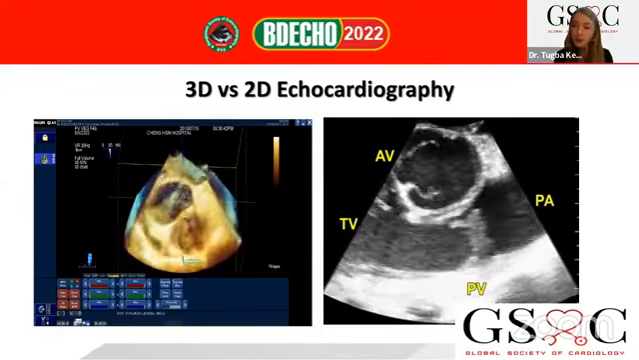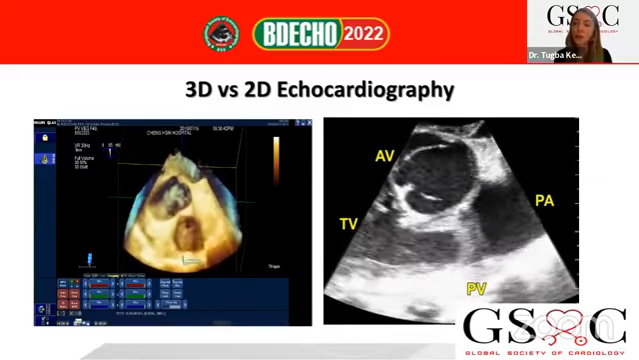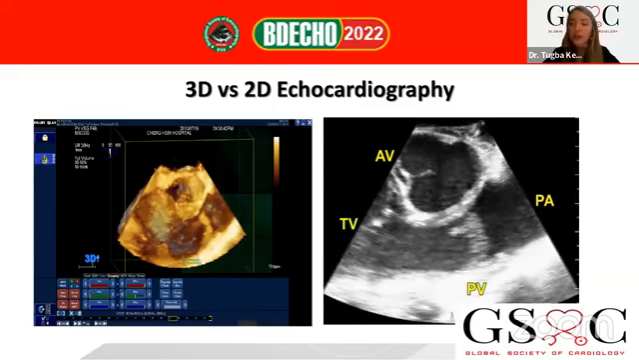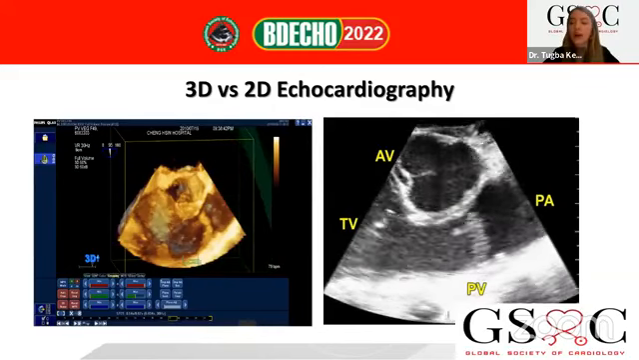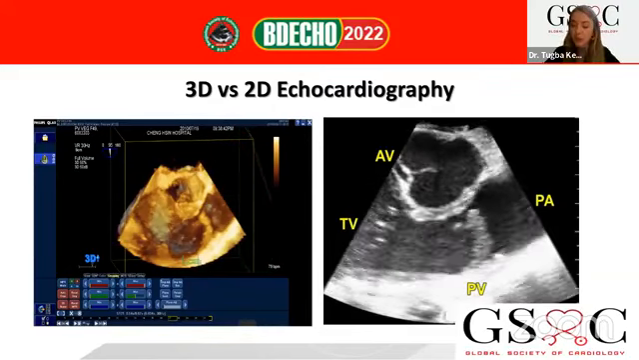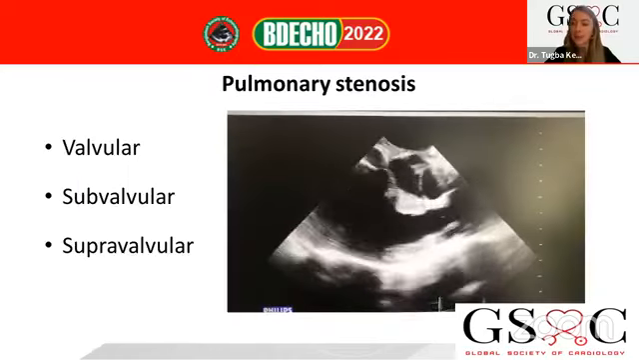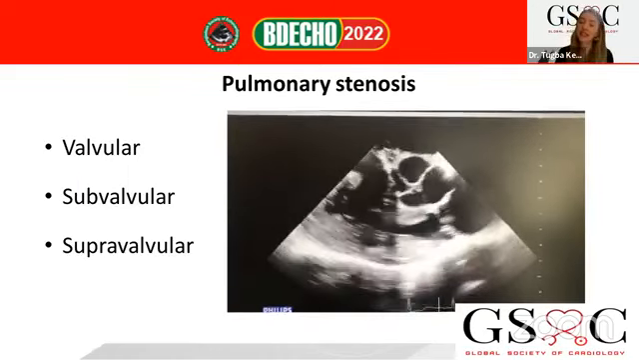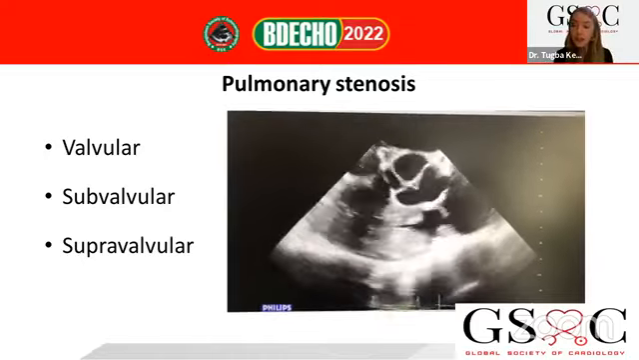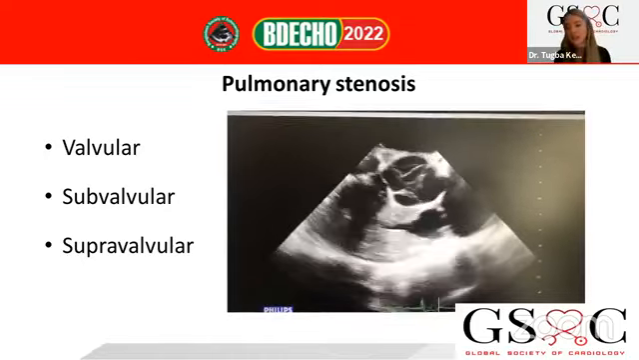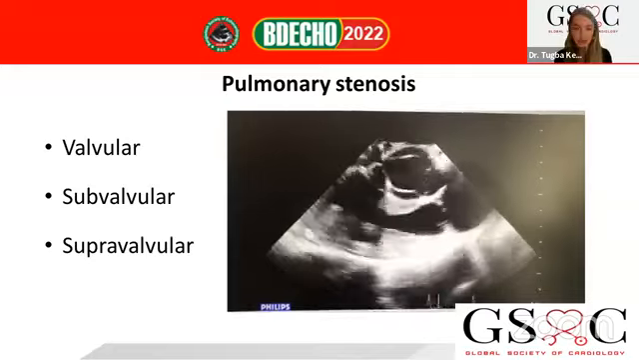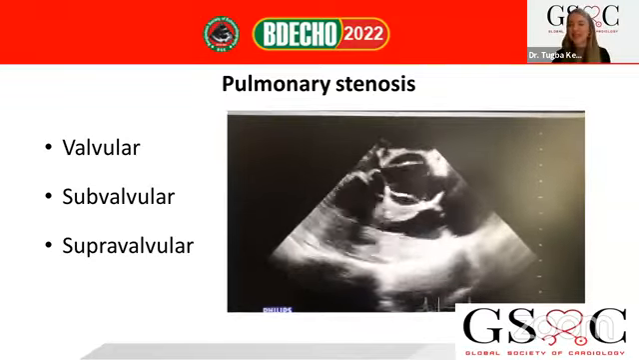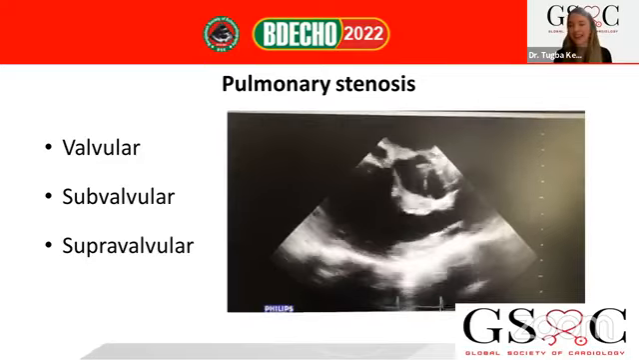It is really easy to obtain if you have good 2D images, but there is a long learning curve. It's longer than for other valves, and about 100 cases you must do if you want to be an expert of 3D pulmonary valve. If you want to get a good image, you should do at least 100 cases. You should try it 100 times based on studies. It's not easy, but you just must be stubborn and keep doing.